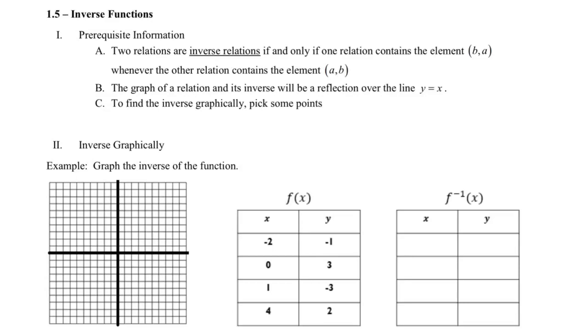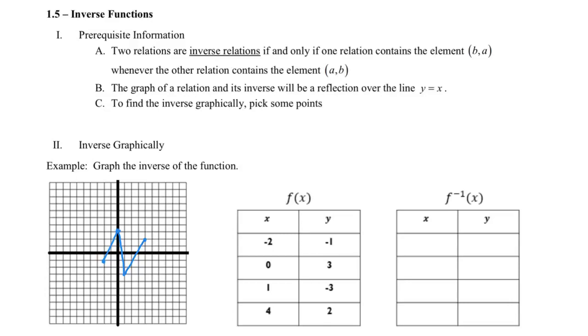(-2, -1) would be this point right here to the left and down at -1. (0, 3) is going to be up here, and I'm going to go ahead and just connect those points to start making my function. (1, -3) is going to be down here, and I'm going to connect those points as best I can. And then (4, 2) is going to be right here, and I'm going to connect those 2 points just like that.